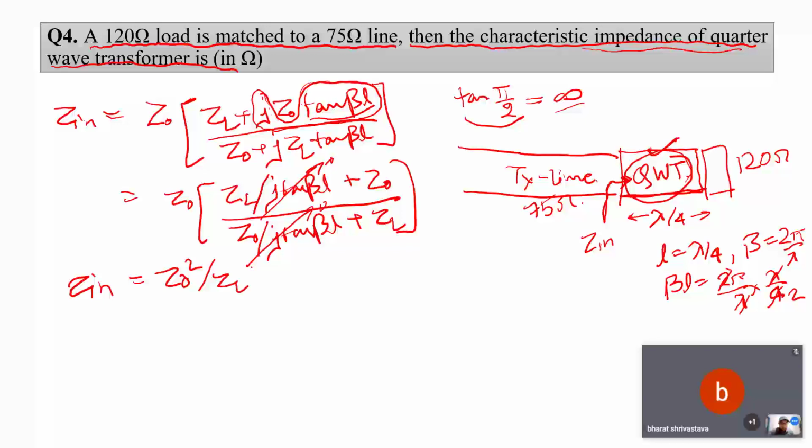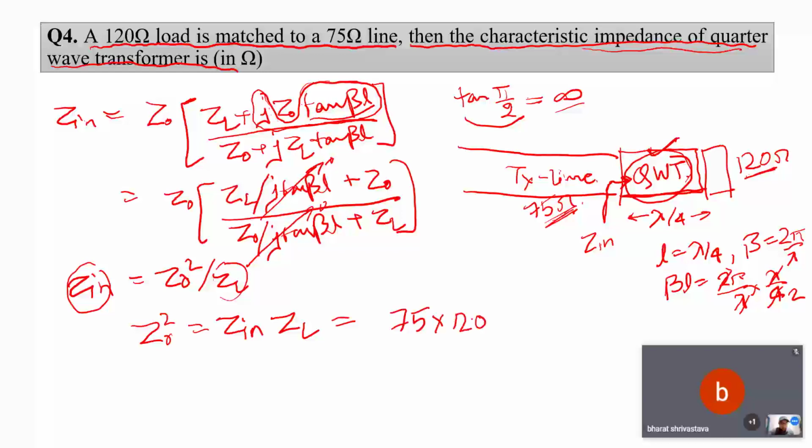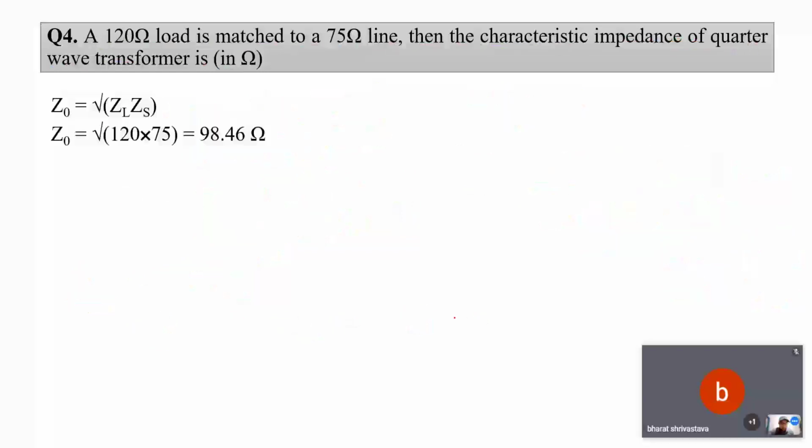Z in here is given as 75 ohm and ZL is 120 ohm. So you can directly put the values of ZL and Z in here to find the characteristic impedance of the quarter wave transformer. So Z naught equals the square root of 75 into 120. After solving this equation you will get the characteristic impedance of the quarter wave transformer as 98.46 ohm.